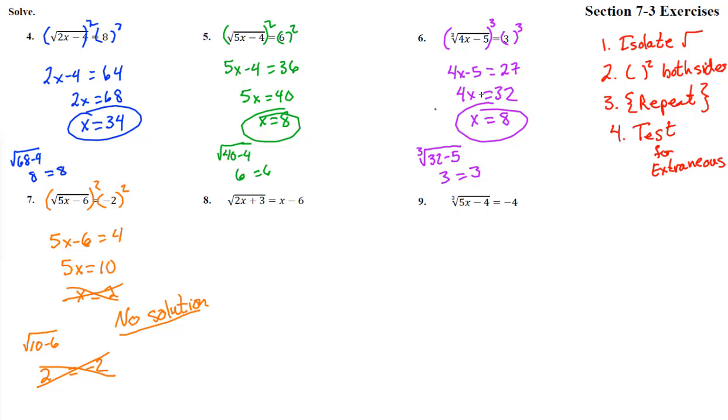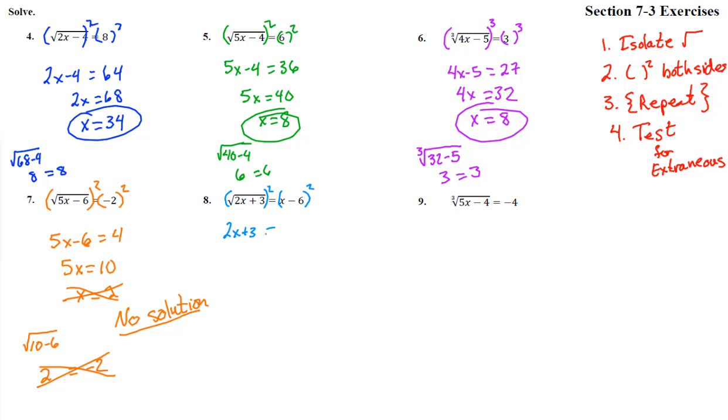Number 8. Isolate the square root. It is now isolated. Good. Square both sides. Ooh, a little tricky here. When you square this side, that is a binomial. You cannot just make x squared plus 36. That is the freshman's dream mistake, and it doesn't work. On this side, square and square root becomes 2x plus 3.